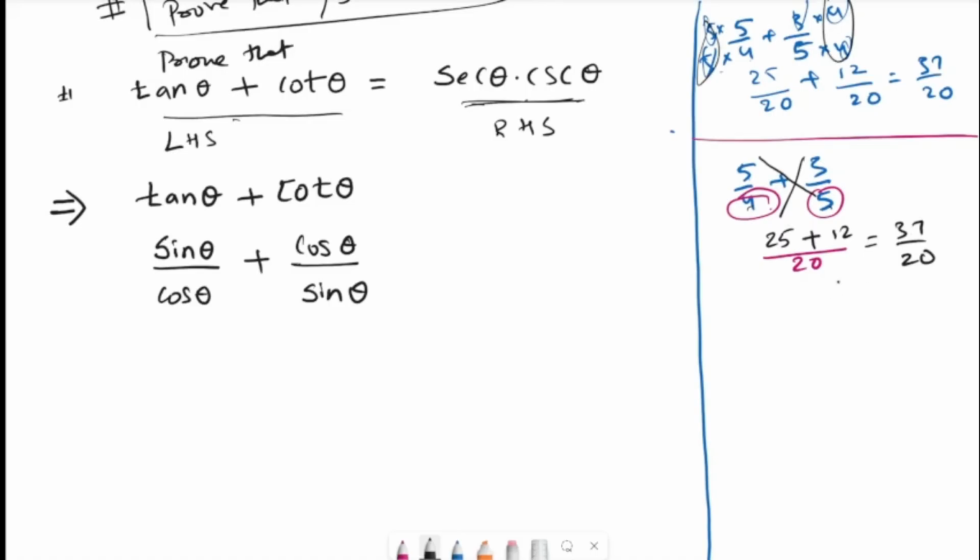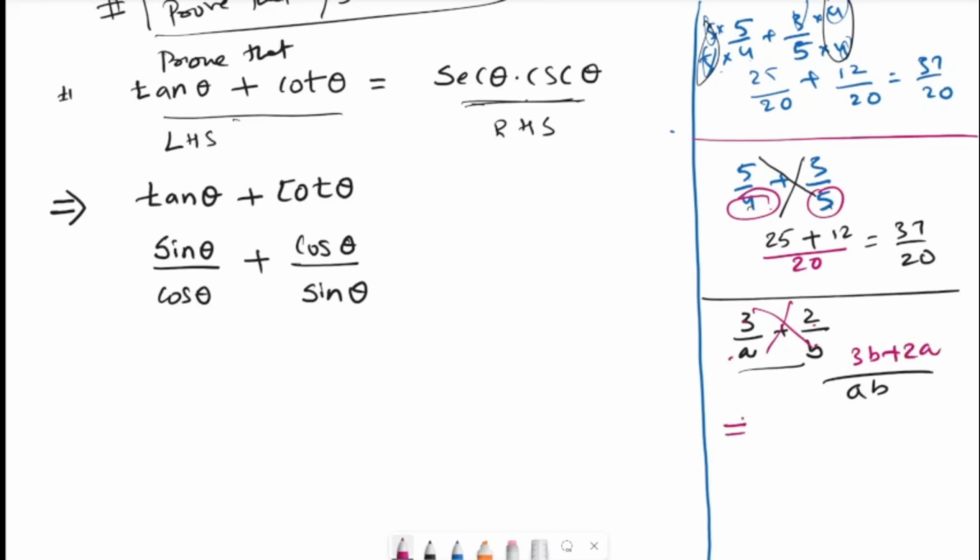This trick is especially useful when you have variables. For example, if I have 3 by A plus 2 by B, how do I express this? Take the product, AB, in the bottom. Now multiply: 3 times B is 3B, plus 2 times A, 2A. So ultimately, this resolves to 3B plus 2A by AB.